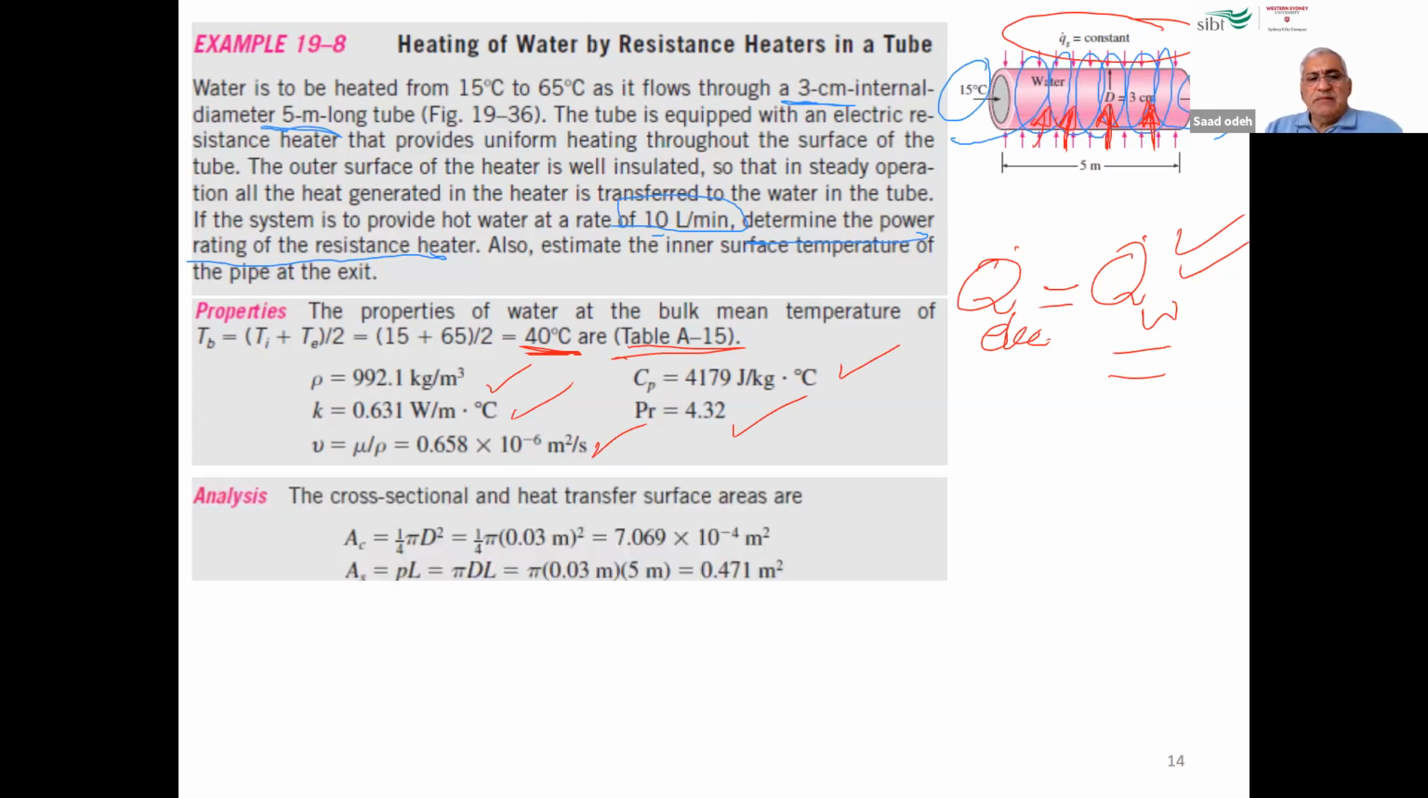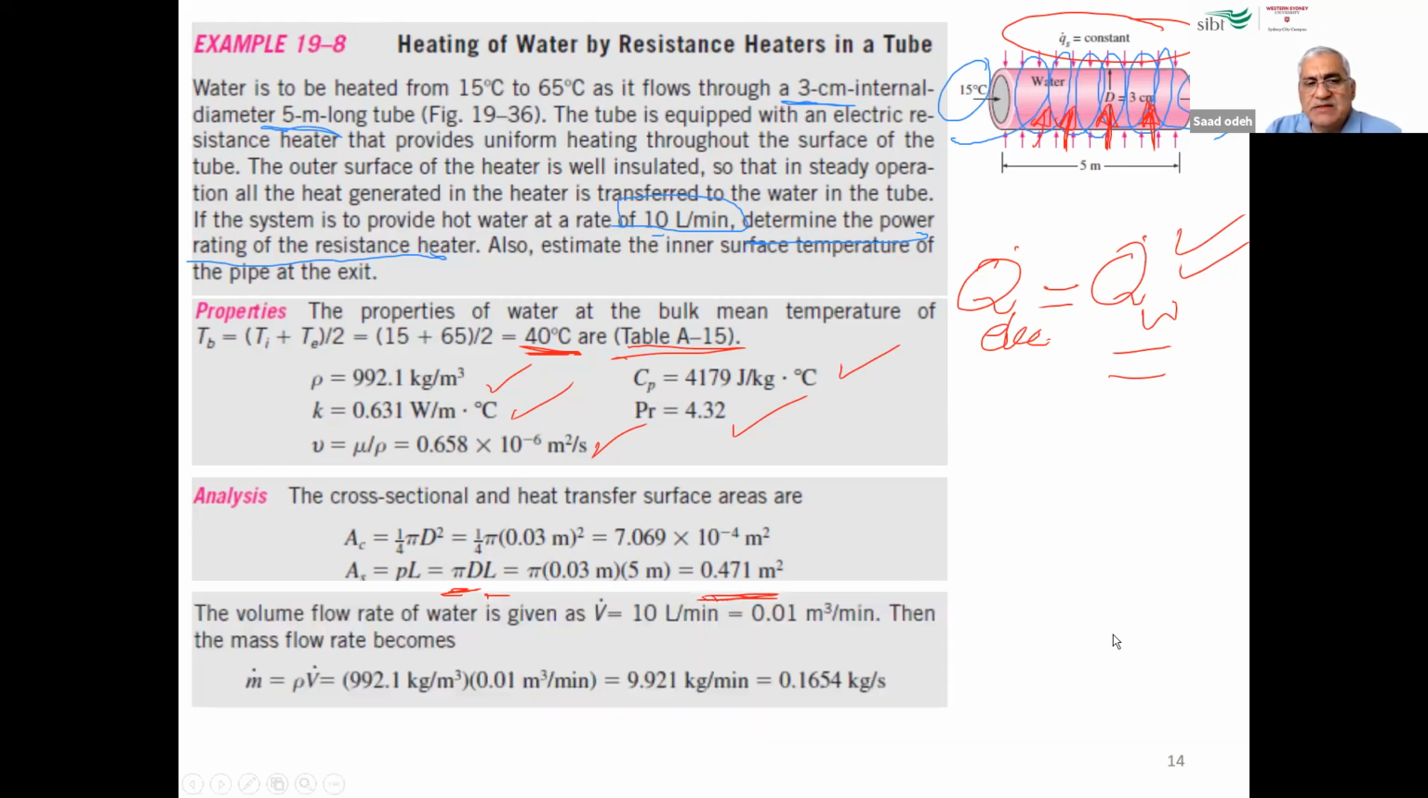Then I also need to find the surface heat transfer area. Because we have a circular case, we need to find the heat transfer area of a cylinder, which is the perimeter multiplied by the length. So pi D multiplied by the length L, then we can get A_s. So now we have the surface area.